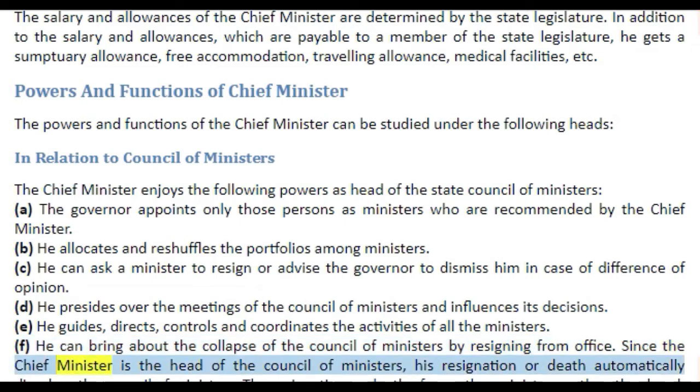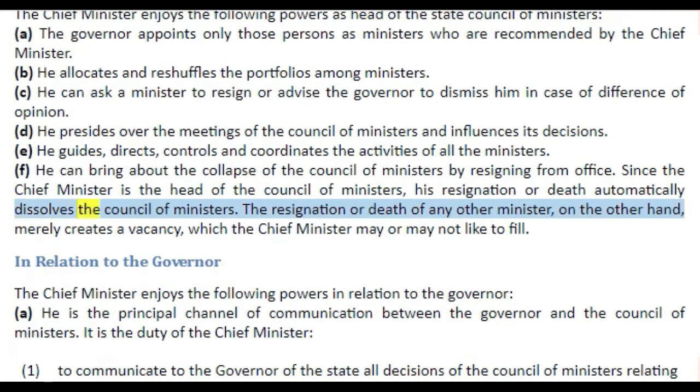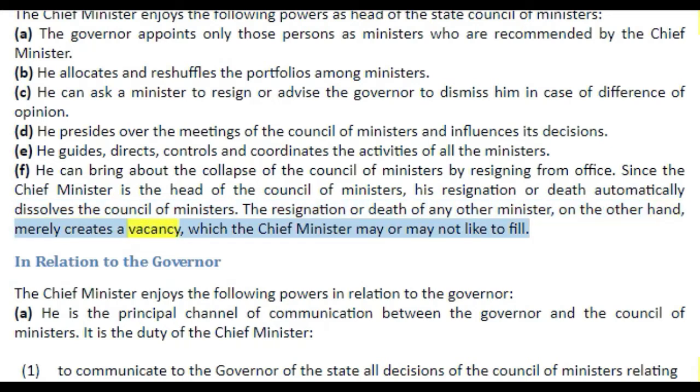Since the Chief Minister is the head of the Council of Ministers, his resignation or death automatically dissolves the Council of Ministers. The resignation or death of any other minister, on the other hand, merely creates a vacancy, which the Chief Minister may or may not like to fill.